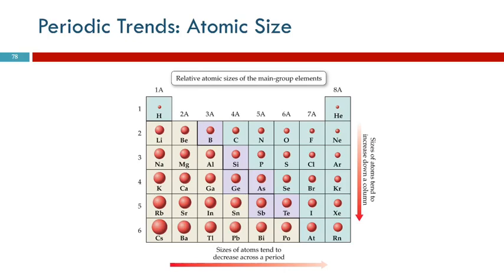Good question. Is it just the outer electrons that determine that pull, the strength of the pull? It's actually the charge on the nucleus, the number of protons.